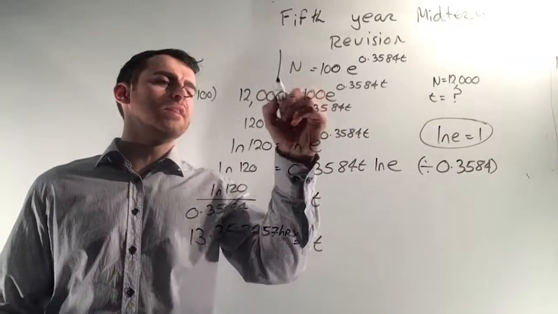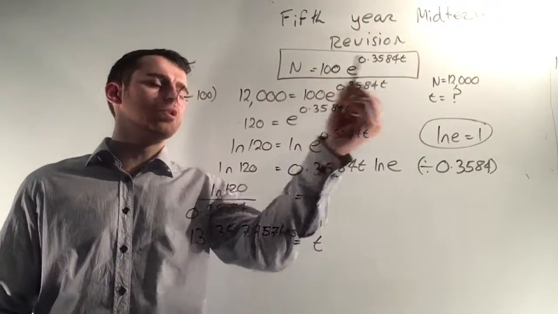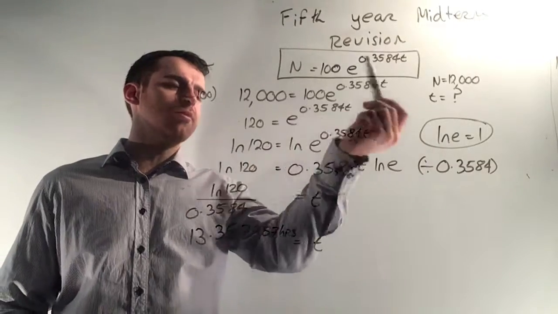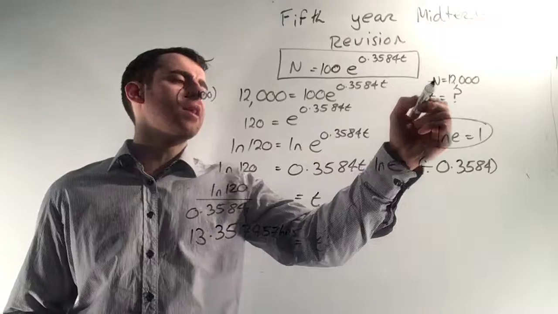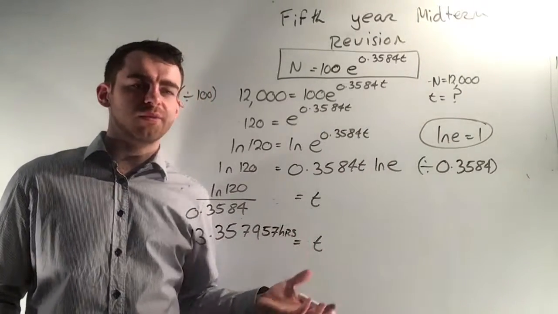Now you need to realize that this is a very straightforward formula. There's just two unknowns. If they tell you n, you can find t. If they tell you t, you can find n. The next part of the question, they tell you that n is equal to 12,000. What is the value of t?